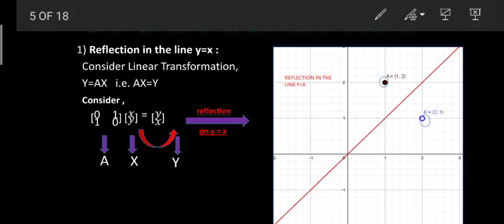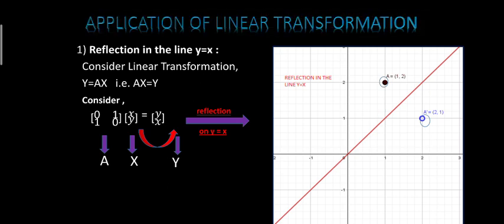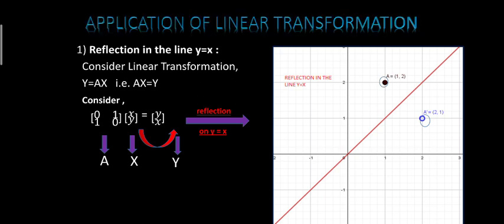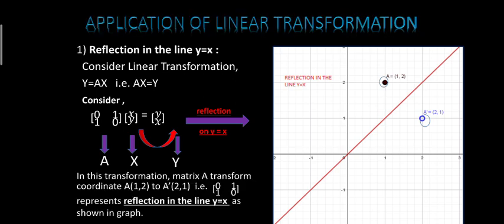So if we put point (x, y) equal to (1, 2), then this point A (1, 2) is converted into A dash (2, 1) as shown in the graph like this. So here the role of matrix is reflecting one point to another.